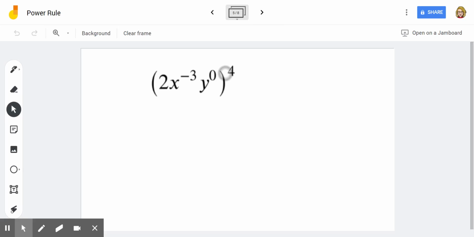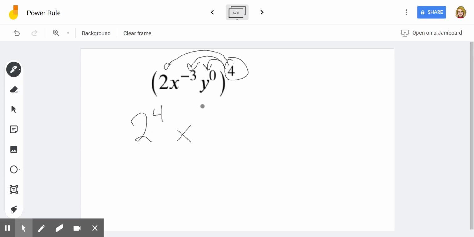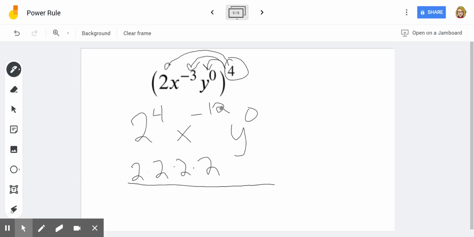Next problem, I am distributing the 4 into each part. So it would become 2 to the 4th, x to the negative 12th, and then 0 times 4 is still 0. Okay, from here, 2 to the 4th is 2 times 2 times 2 times 2. X to the negative 12th, I am bringing down to positive 12, and then y to the 0.